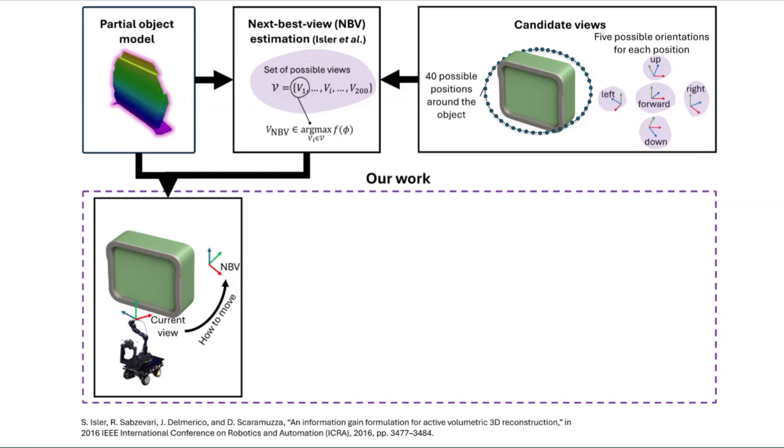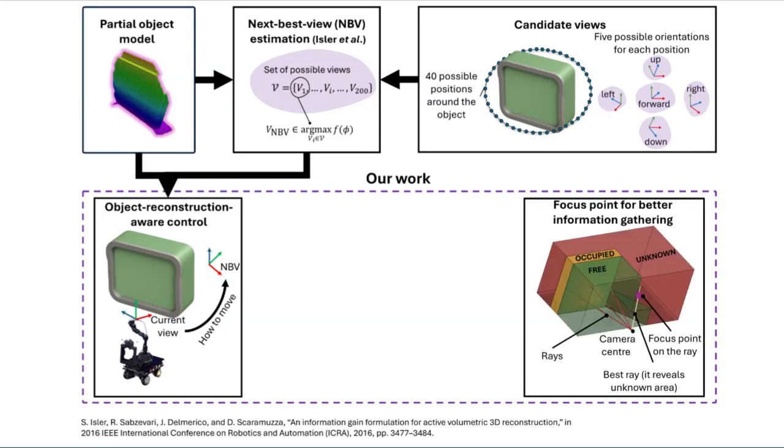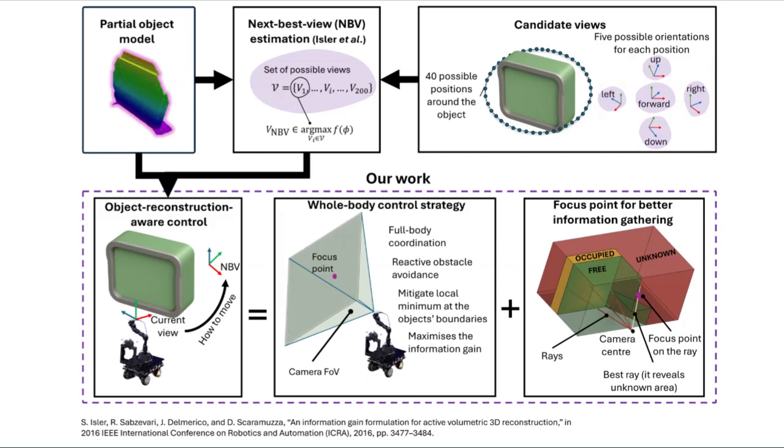To this end, we propose an Object-Reconstruction-Aware control strategy that includes a raycasting-based focus point estimation method, which enables the robot to focus on unknown regions, and a whole-body control strategy that ensures coordinated motion toward the target next best view while keeping the focus point within the camera's field of view and avoiding collisions with obstacles in the environment. Since our method does not rely on sampling intermediate views, it is computationally efficient.